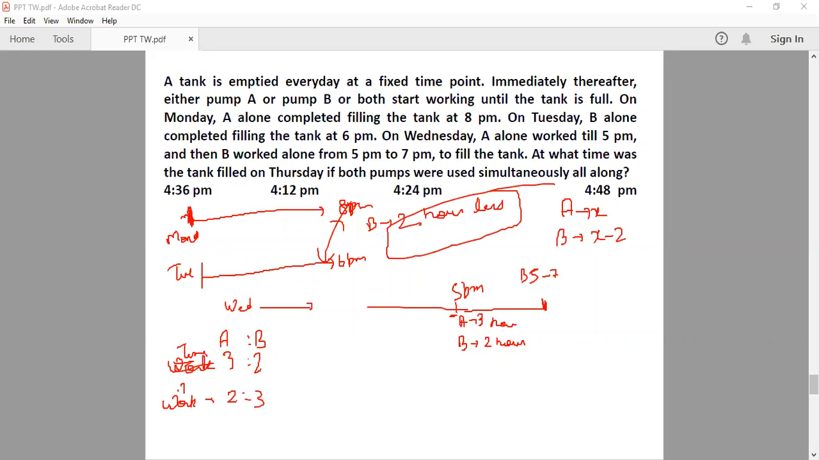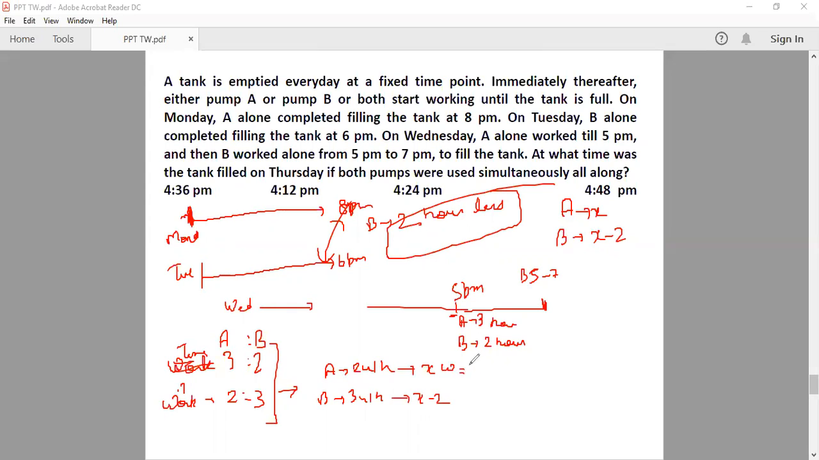क्या ये point clear है हमें? Okay. Since the work ratio is 2:3, which means कि अगर A काम करता है, A करता है 2 units per hour, तो B करता है 3 units per hour. And A को लगते हैं हमारे पास x hours और B को लगते हैं x minus 2 hours. अब work होता क्या है?